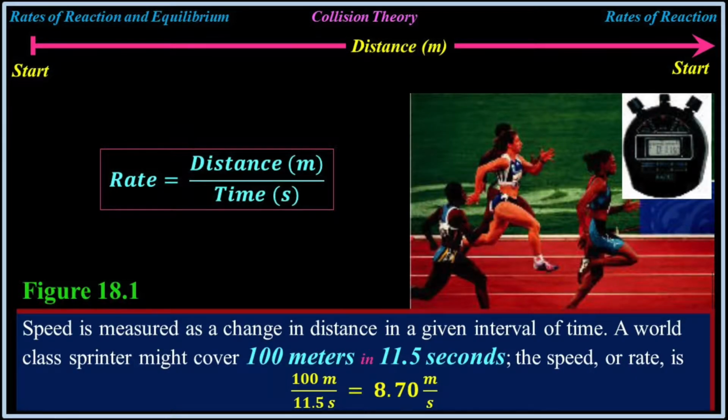Here is a picture. We're looking at rates. Rate equals distance over time. Speed is measured as a change in distance in a given interval of time. A world-class sprinter might cover 100 meters in 11.5 seconds. The speed, or rate, is 100 meters over 11.5 seconds, which will equal 8.70 meters per second.